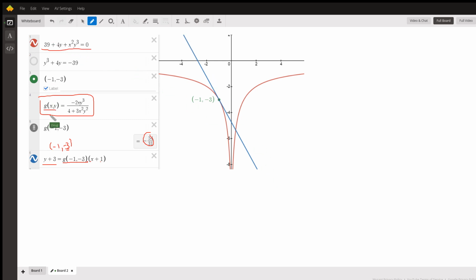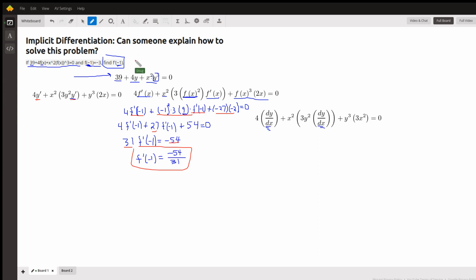Okay, there you go. Hope that gave you some idea how to do implicit differentiation and find the value of f prime of negative 1 here.